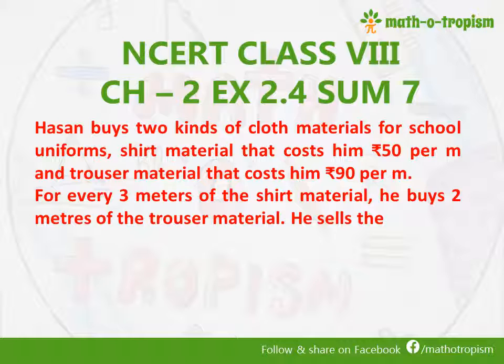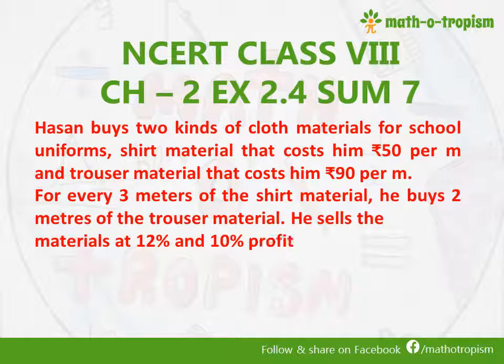Next, he sells the materials at 12% and 10% profit respectively. That means what? He is selling the shirt material at a profit of 12%. So here the selling price, cost price and profit percentage are also coming into the picture. And he sells the trouser material at 10% profit. So the selling price of trouser material includes a profit of 10%.